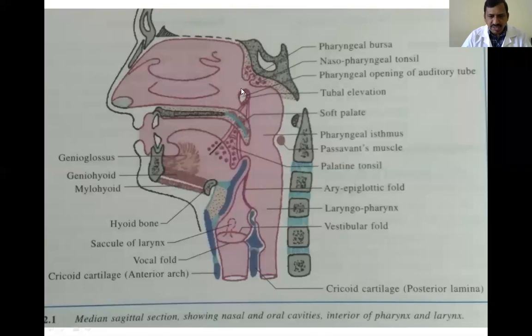Surrounding this tube there is an elevation. This is the tubal elevation, and there is an aggregation of lymphoid tissue. That is nothing but the tubal tonsil. This is the location for the tubal tonsil.